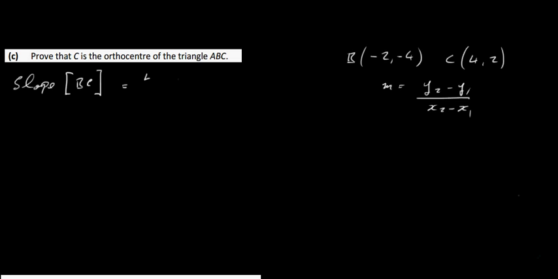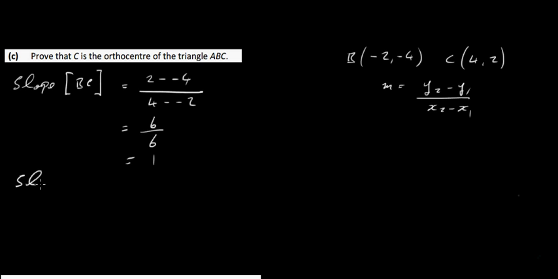So let me just do difference of the y. So it's going to be 2 minus -4 over the difference of the x's. So it's going to be 4 minus -2. So if I do that, I get 2 plus 4 here, which is 6, and 2 plus 4 here, which is 6. So my slope here is 1.